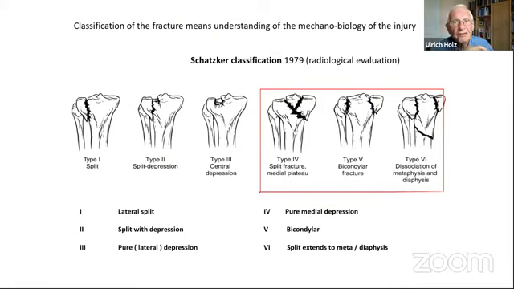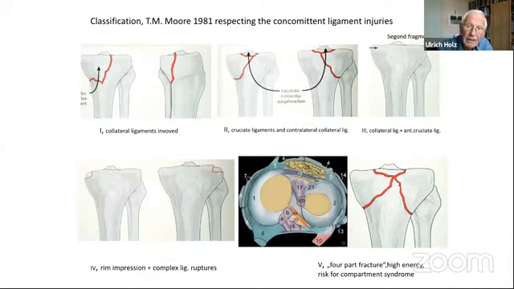With the classifications of the fracture, we try to understand the mechanobiology of such an injury better. And one of these classifications was given in 1979 by Joe Schatzker. You see, if you want to become immortal in traumatology, you must find a classification. And he did a good one, but it is only based on X-ray evaluation, and this is not sufficient nowadays. The same is true for T.M. Moore's classification. In addition to the fracture, he described the likelihood of concomitant ligament injuries: cruciate ligaments, lateral or medial ligaments, and menisci.